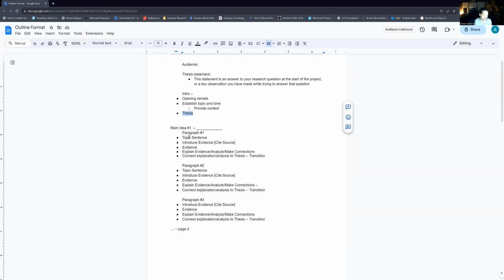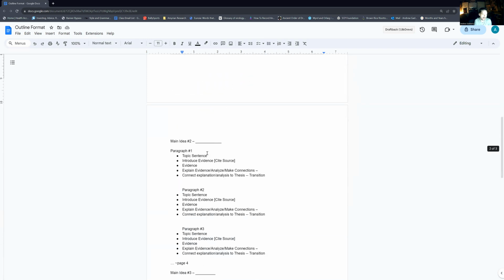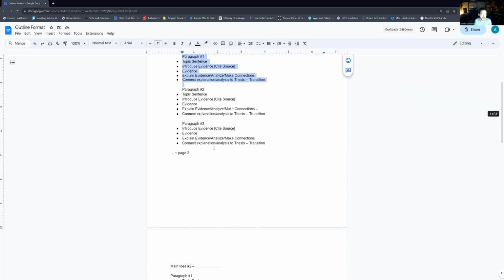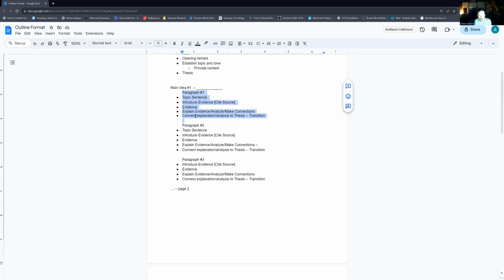So this structure right here, this is like the atom of your essay. Everything that you're doing is just this. So I'm just going to go over this right here. It's all the same, and then you will do slight variations depending on the context within the essay.